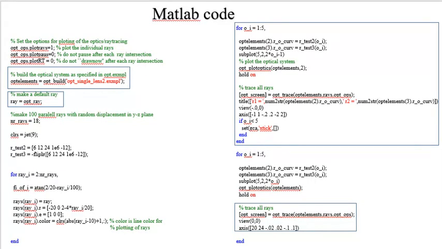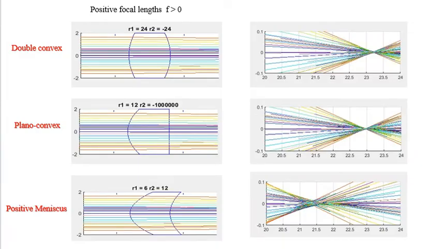Let's go to the simulation using MATLAB. First of all, I set options for ray tracing, then make a function for the optical system and make rays, and define a color for each ray, then define the optical system for each case, and at the end trace all the rays. The results can be shown on the next page.